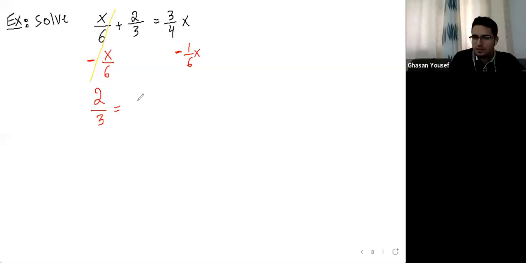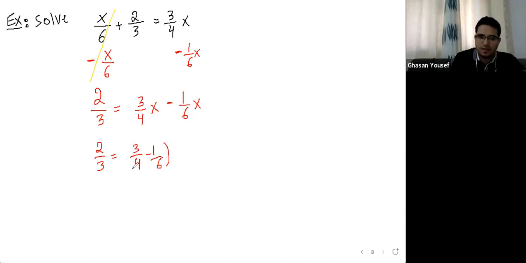If both sides do not simplify to the same number, that means you did something wrong. Now I get here 2 over 3 equals 3 over 4 x minus 1 over 6 x. So again, I have to simplify this side. So this is 2 over 3 equals 3 over 4 minus 1 over 6, times x.